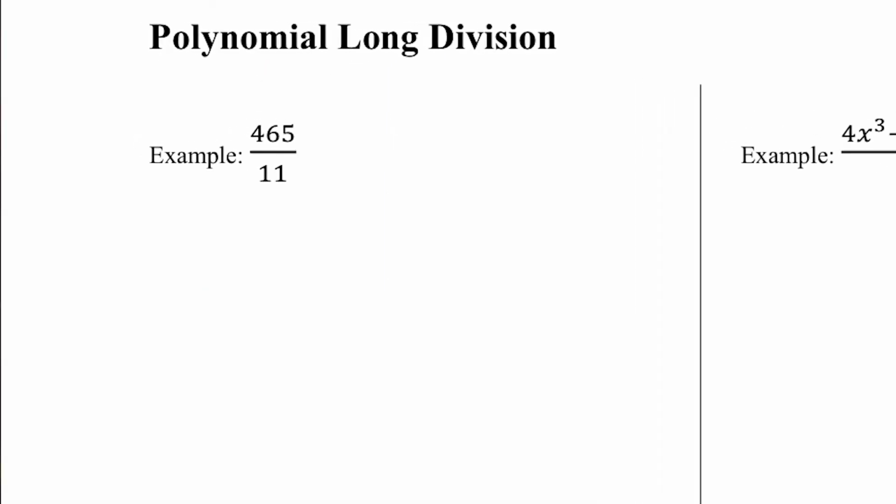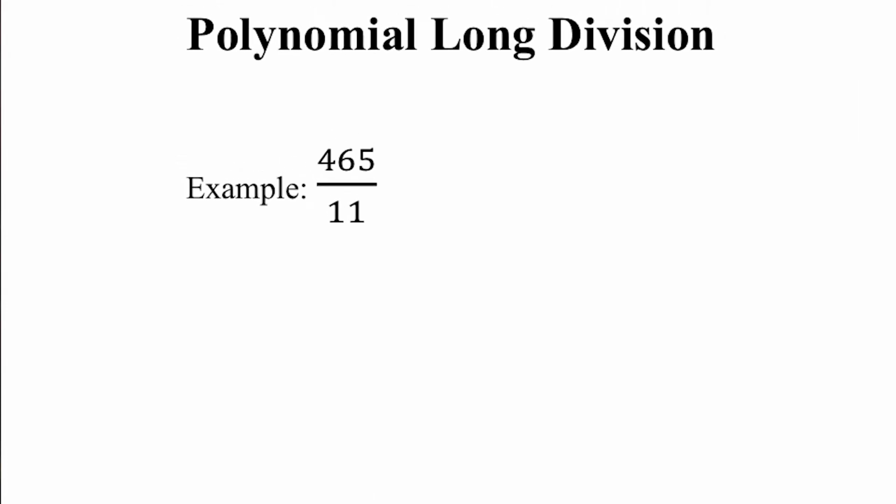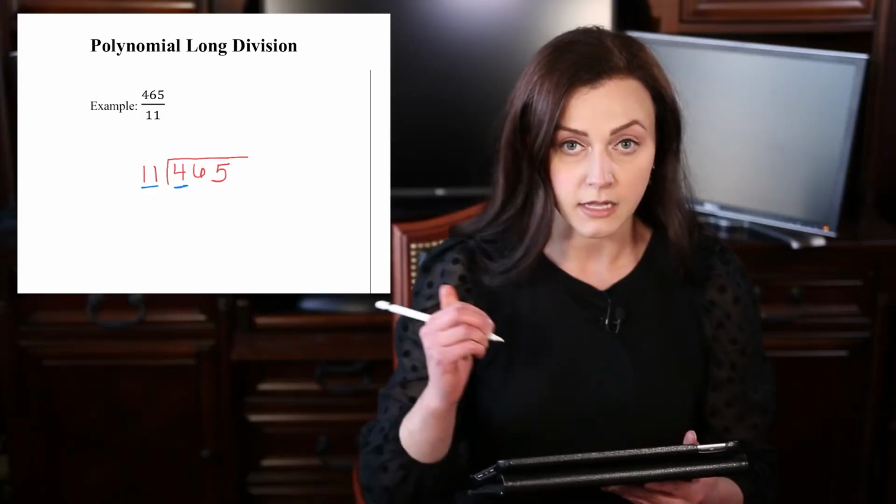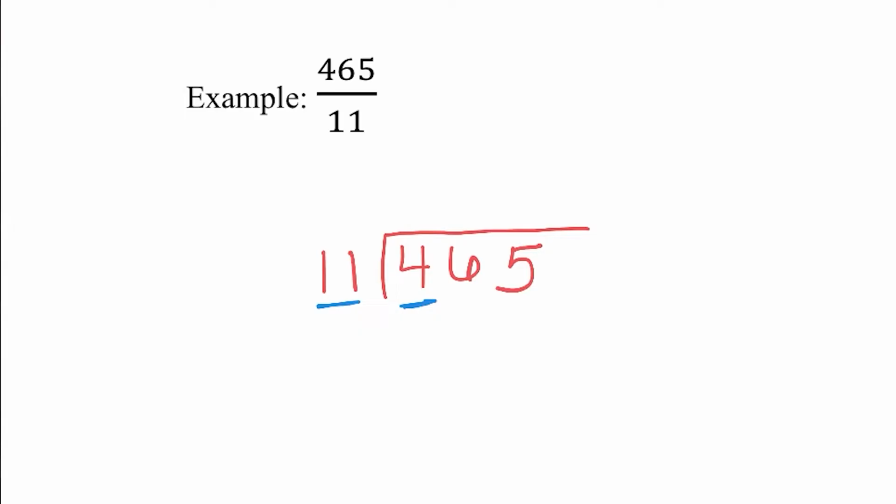The first example, like I said, we're just going to do division with whole numbers so we can remind ourselves of the process. So we're doing 465 divided by 11. We're going to set it up like this. The first thing I want to do is figure out how many times 11 can go into 4. 11 can't go into 4. So that means we need to look at 46 instead. How many times can 11 go into 46? Well, it can go into 46 4 times.